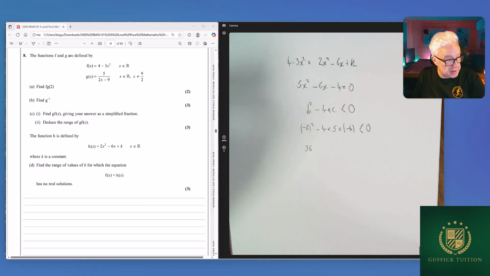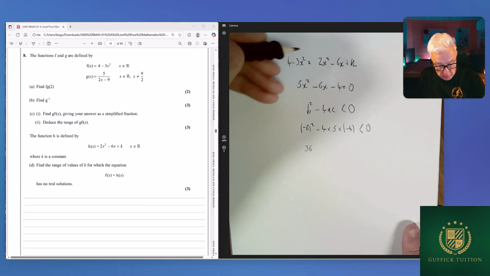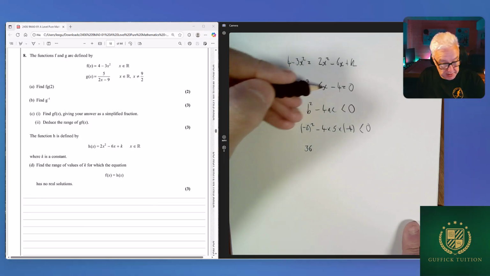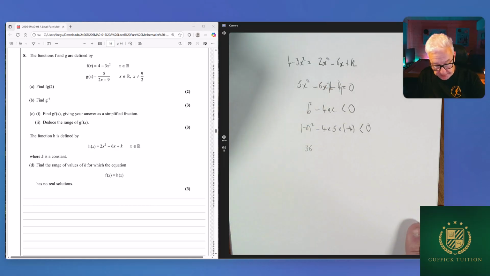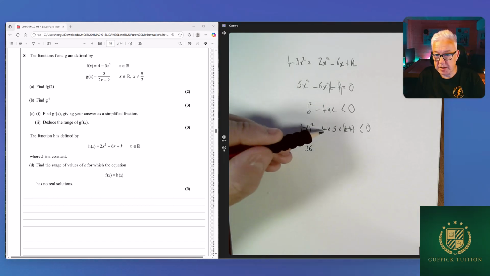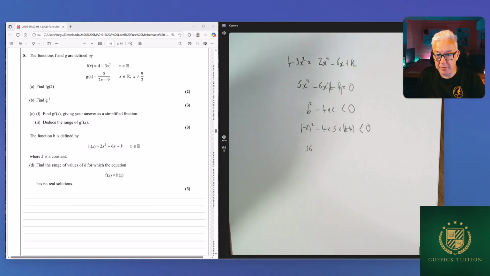So we're going to have 36 in there. Why have I not got a k in there? Let me just have a look. Oh, I know why, because I missed out my k when I was writing that down. So it's minus 6, and then we've got plus k minus 4 there. So our quadratic equation is 5x squared minus 6x plus k minus 4. So our discriminant, b squared minus 4ac, is going to be minus 6 squared minus 4 times 5 times our k minus 4. Okay, that makes a lot more sense now.